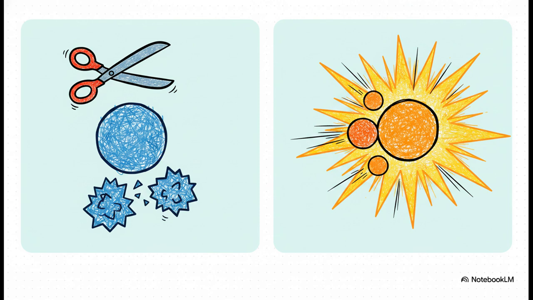On one side, we have fission. This is the splitting apart of a really heavy nucleus, like uranium-235, into smaller nuclei, like barium and krypton. This is the process we harness in nuclear reactors to power our cities.